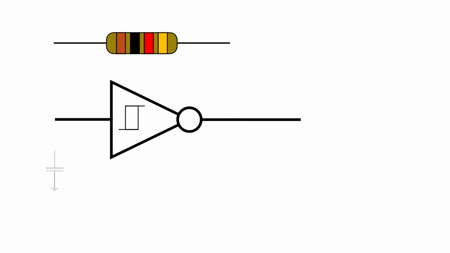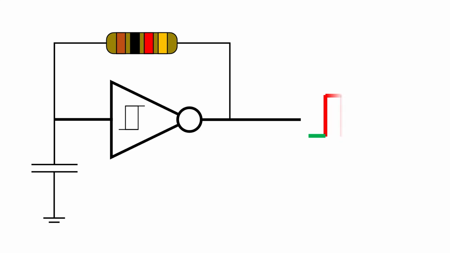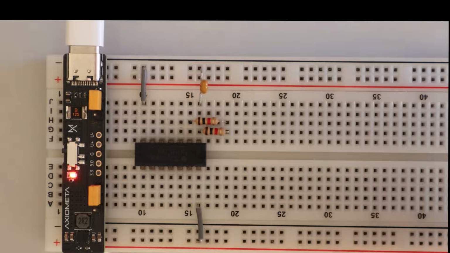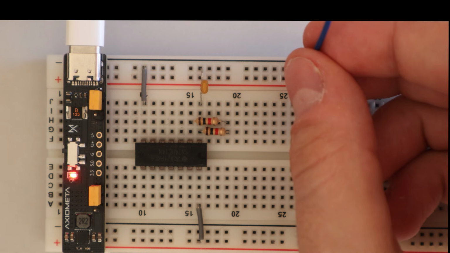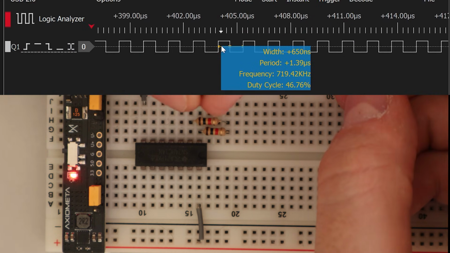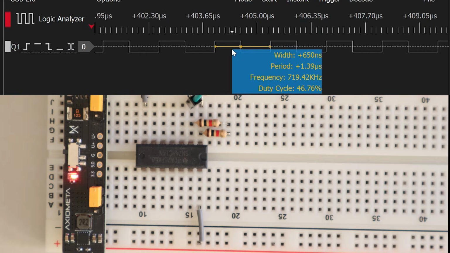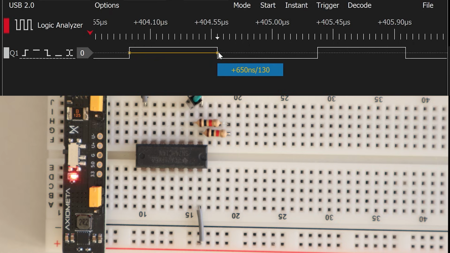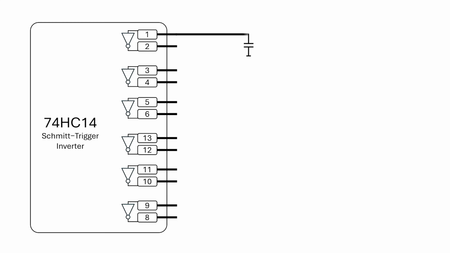Add a capacitor on the input, a feedback resistor, and the output becomes a square wave. I used a 74HC14, hooked up the parts, and got around 720 kHz. What is nice is that this clock already works for my logic 1 pulses. Highs are around 650 and lows are around 740 nanoseconds. So now I have a clock which also works as my logic 1 pulse train.